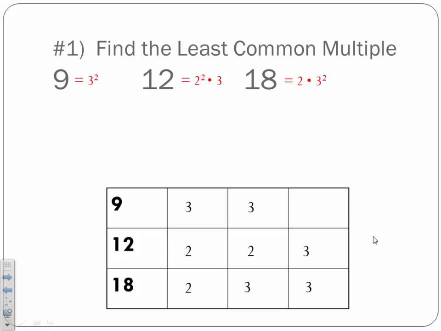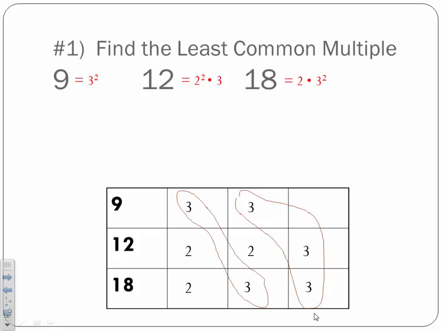So let's review how we're going to find what's in common. So I see all of them have a 3 in common. So if you find something where they have one number in common throughout all of them, we're going to count that once. So this counts as 1, 3.